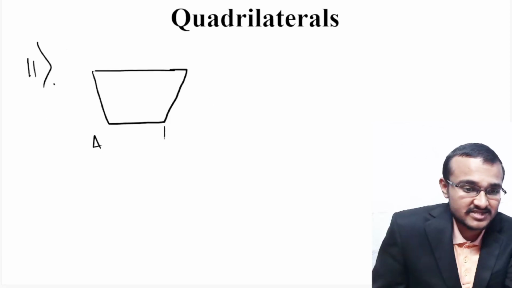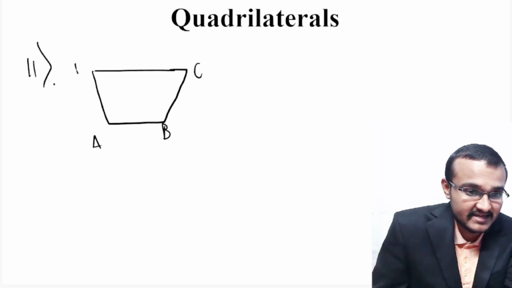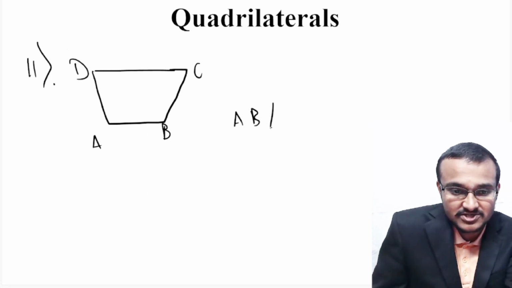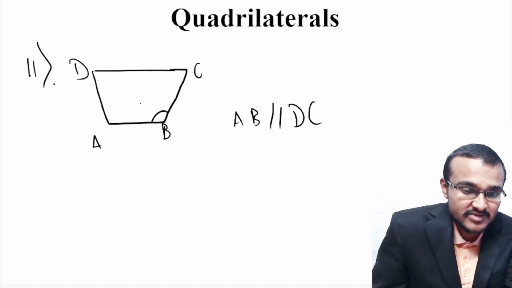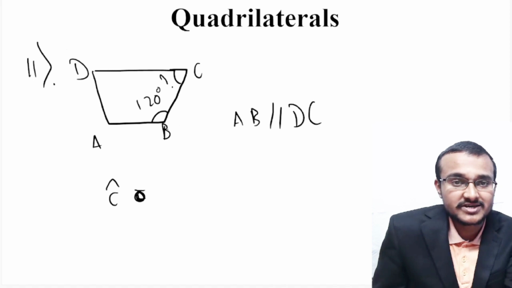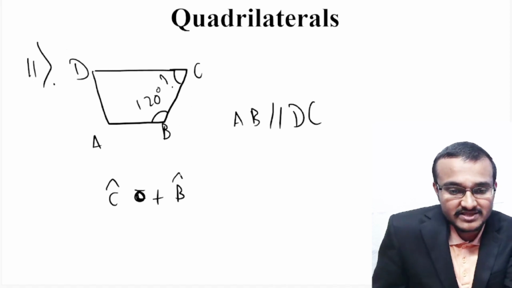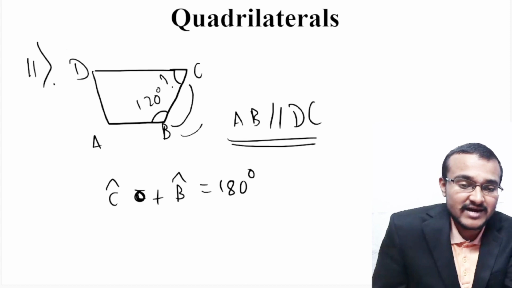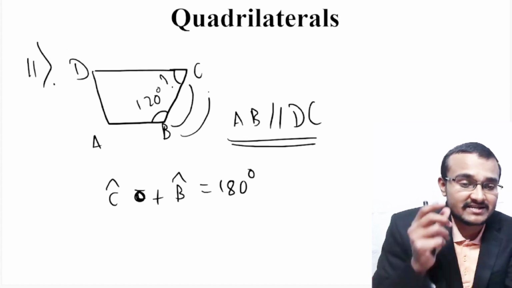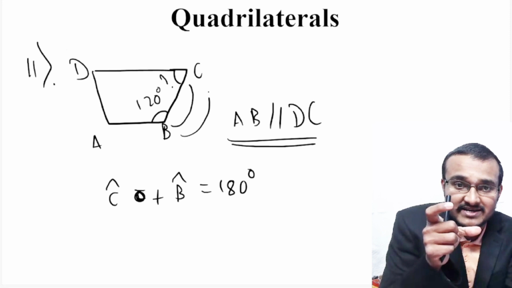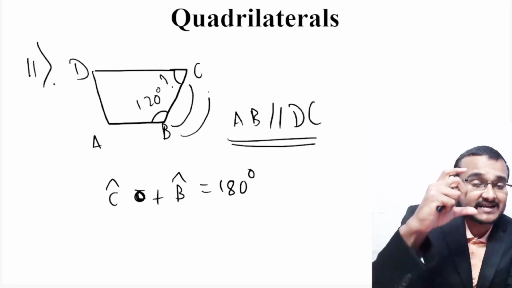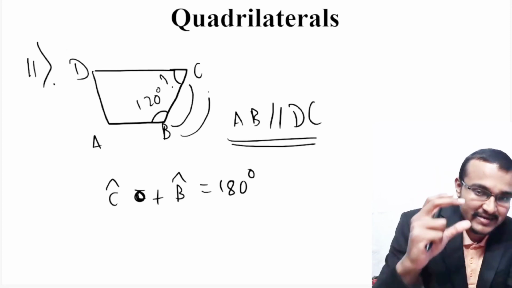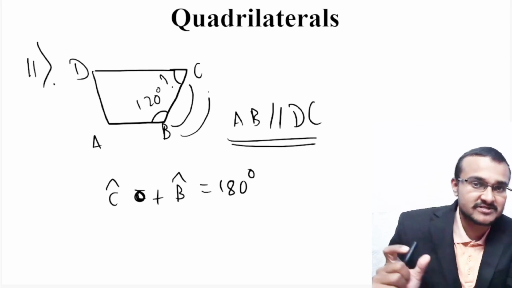So coming to the 11th question, they have given this particular quadrilateral ABCD, and they have also given that AB is parallel to DC, and they have given this particular angle as 120 degree, and you should find the angle C. So here B and C, if you add them together, that should be 180 degree, because here you can see AB is parallel to DC. So when you add B and C, they should be equal to 180 degree. That means adjacent angles should be 180 degree, because those two lines are parallel to each other. So AB and DC are parallel, so B and C should be supplementary to each other.